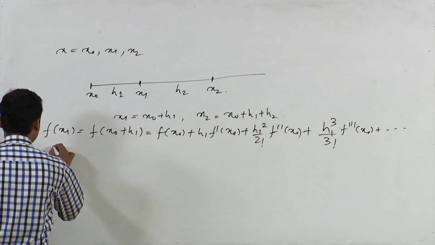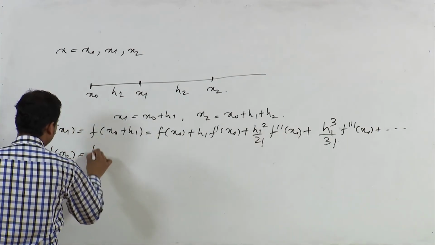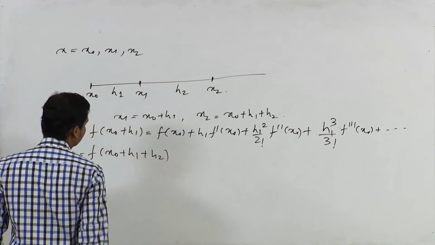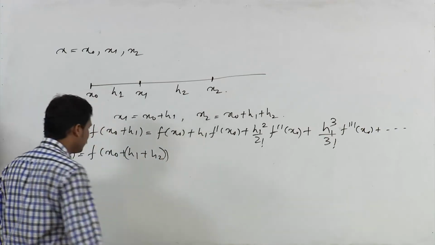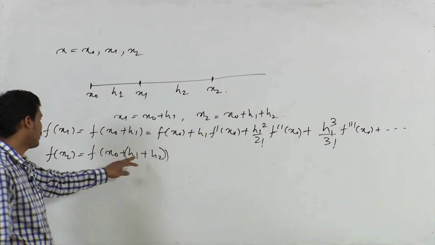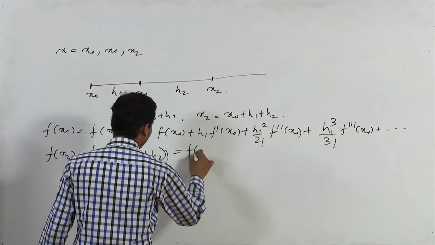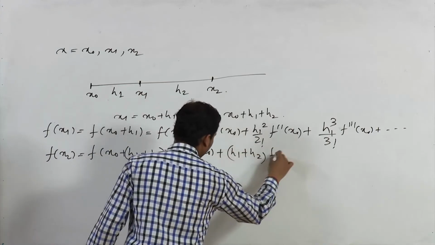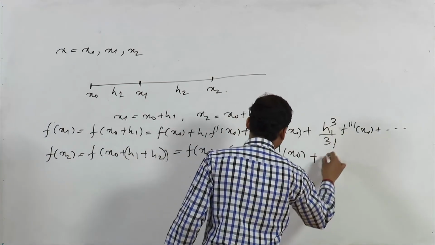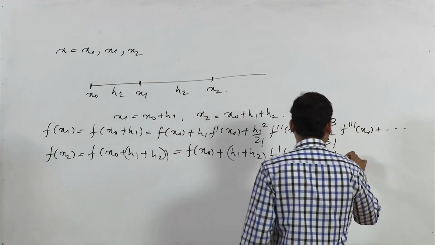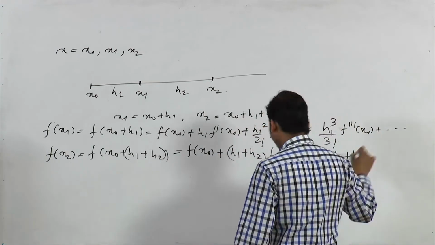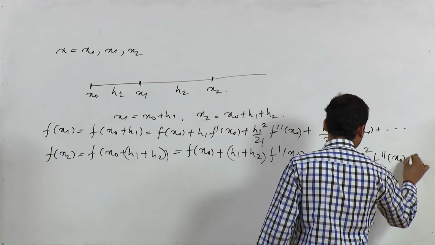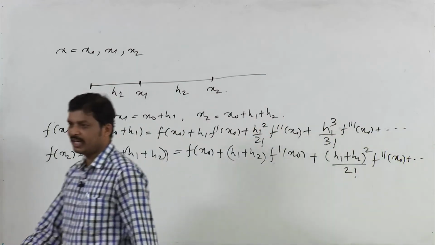Similarly, if you write f of x2, this can be written as f of x0 plus h1 plus h2. And if you keep this in the form of h, like h1 plus h2, this can be written as f of x0 plus h1 plus h2 times f dash of x0 plus h1 plus h2 whole square divided by 2 factorial f double dash of x0. So likewise we can write.